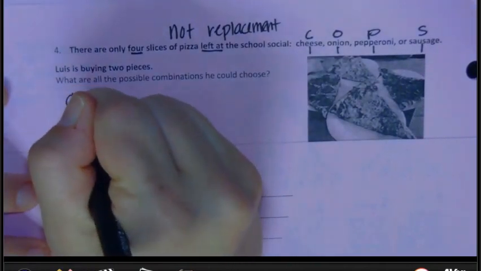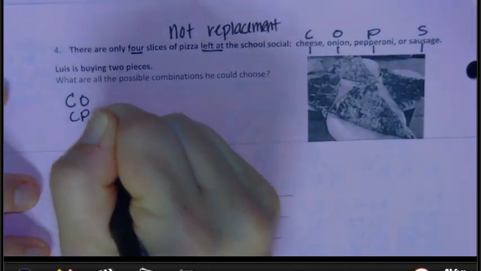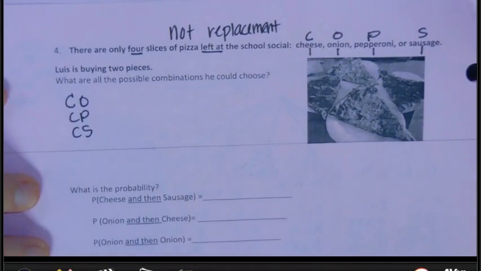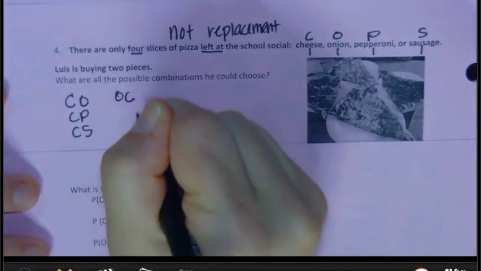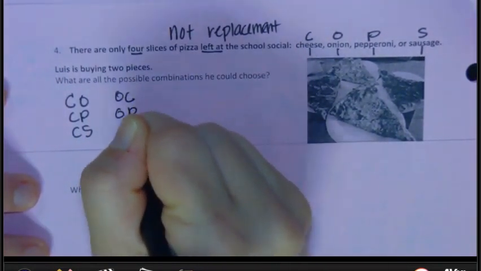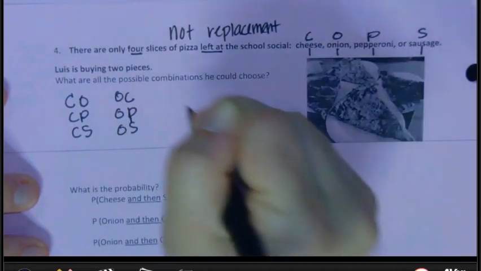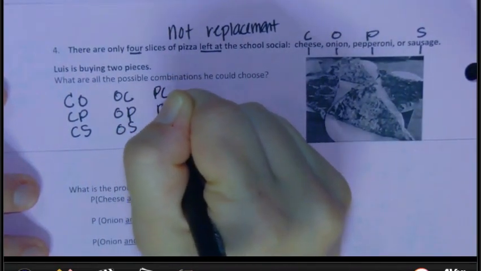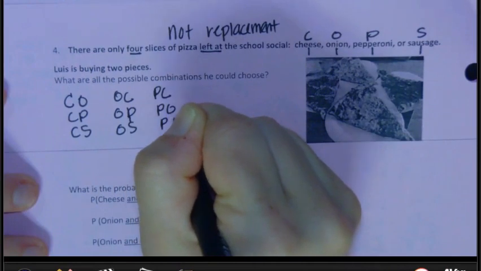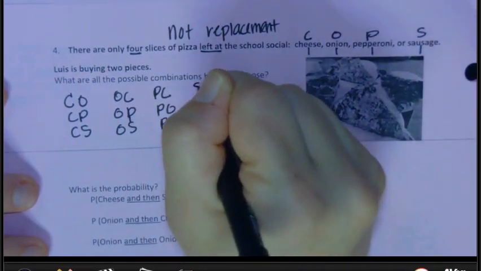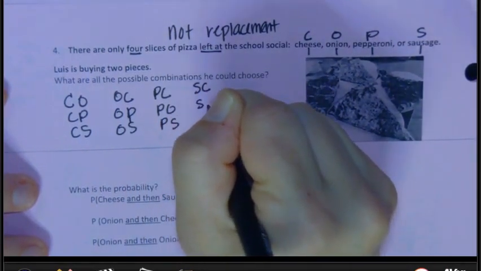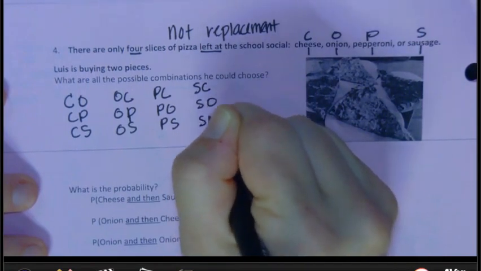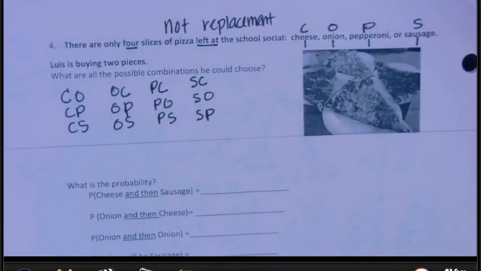So let's see. I could get a cheese onion, cheese pepperoni, or a cheese sausage. I can get an onion and a cheese, onion and pepperoni, onion and sausage. I can get a pepperoni cheese, pepperoni onion, and a pepperoni and a sausage. I can get a sausage and a cheese, sausage and an onion, and a sausage and a pepperoni. Okay? There are no other combinations I can get.